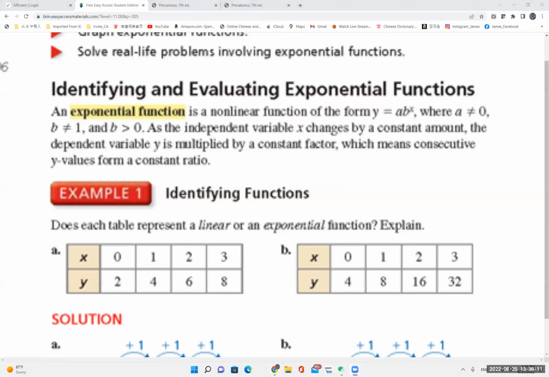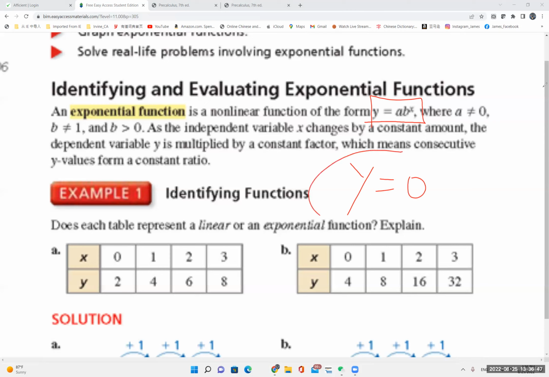Okay, so you're done, right? So here, an exponential function is in this kind of form, where a is not 0 and b is not 1. Let's see why a must be not 0. Because if a is 0, this just goes to y equal to 0, right?